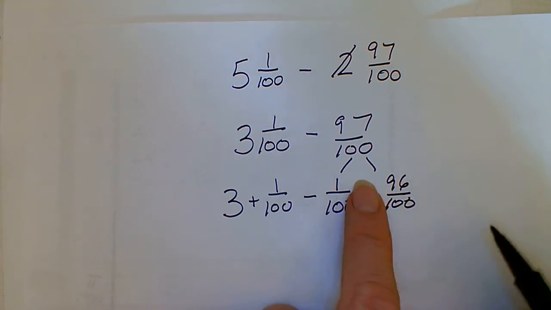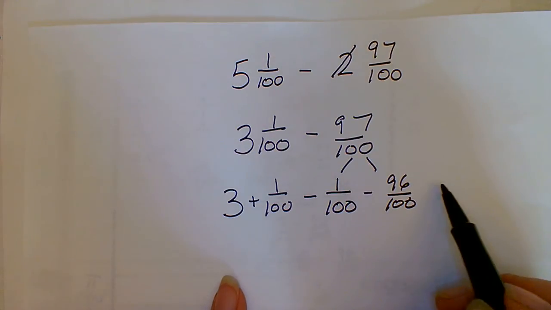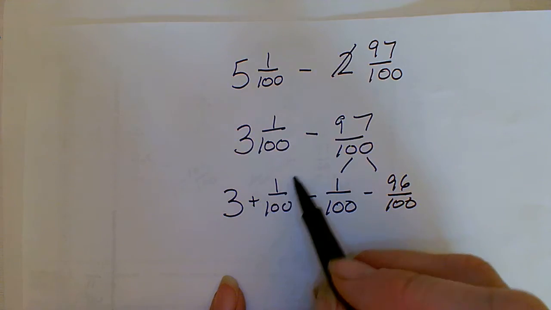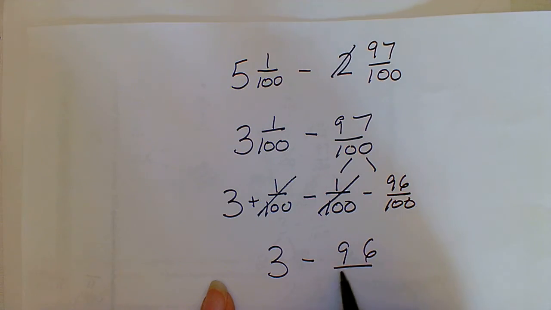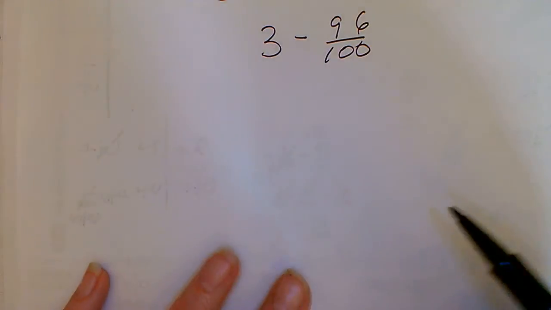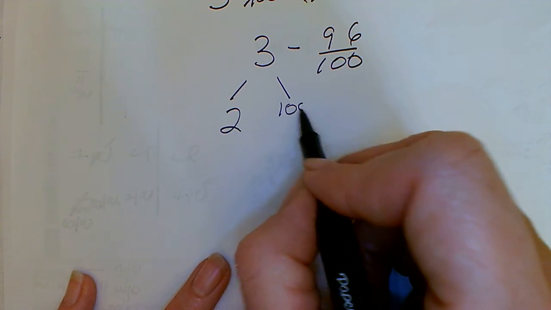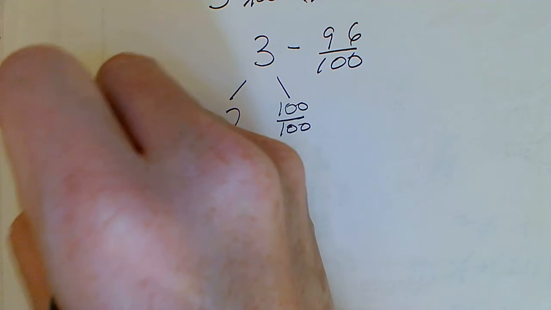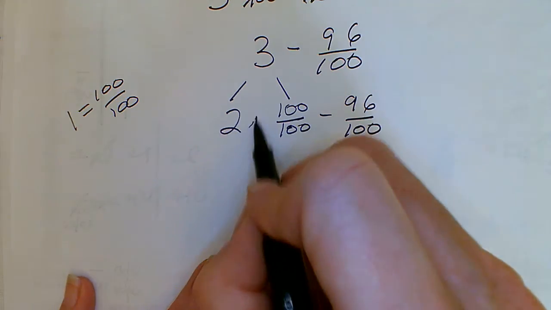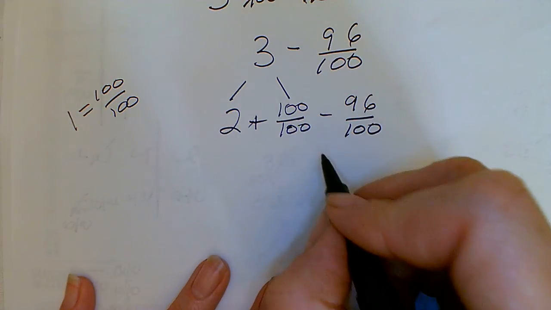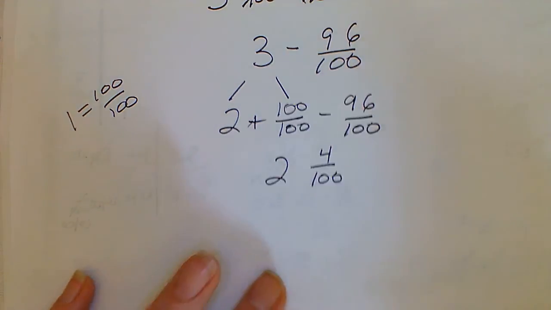So this is what it really becomes. It becomes 1 and 96. 97 minus 1 is 96. But if I'm looking at this problem, I'm subtracting both of those from this. These cancel out, and I'm left with 3 minus 96 100ths. But I can't do that. I need to get a common denominator. So we decompose the 3 to 2 and 1, but instead of writing 1, I write 100 100ths, because 1 is equal to 100 hundredths. And now from that, I'm going to subtract out that 96 100ths. And that's going to leave me with 4 100ths. And I still have my 2. So I have 2 and 4 100ths.